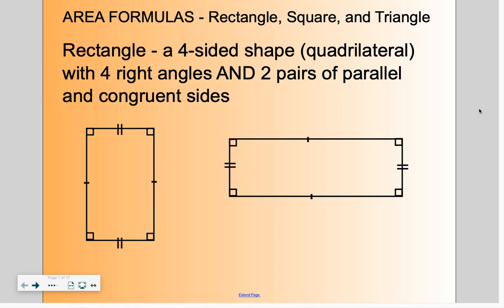I'm going to hopefully walk you through the area formulas for rectangle, square, and triangle. I realize you may or may not already know these, but either way, I'm going to be as thorough as I possibly can be without going too quickly, and hopefully you can hang in there and, of course, ask questions as needed.